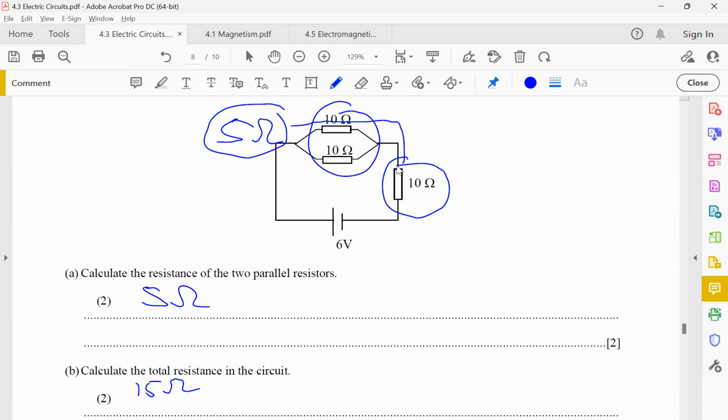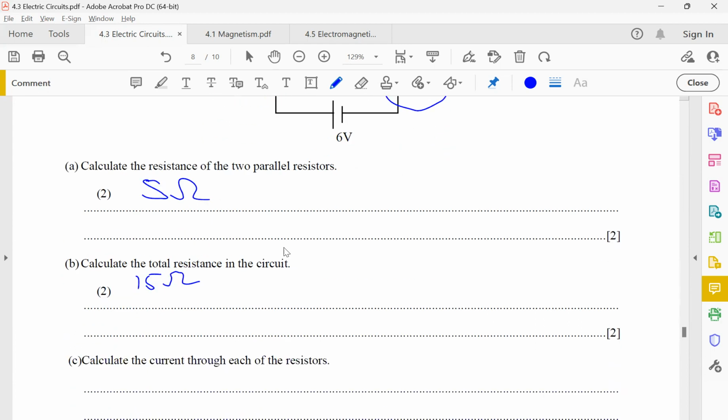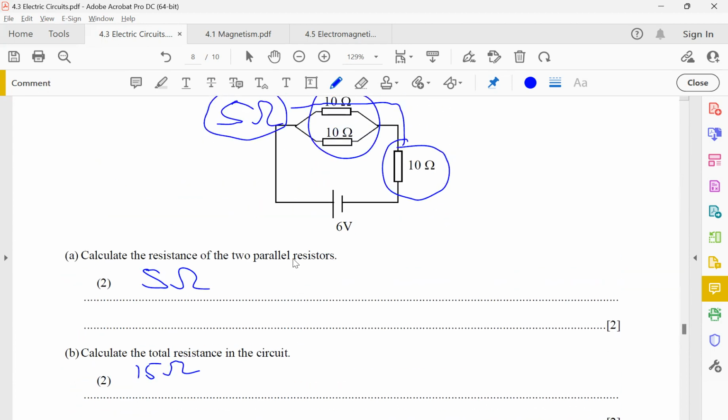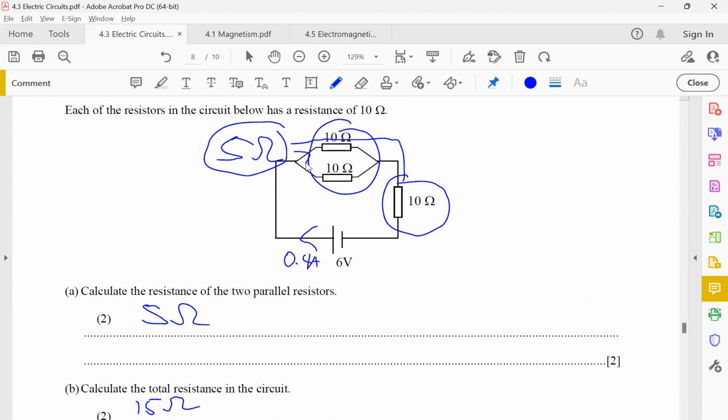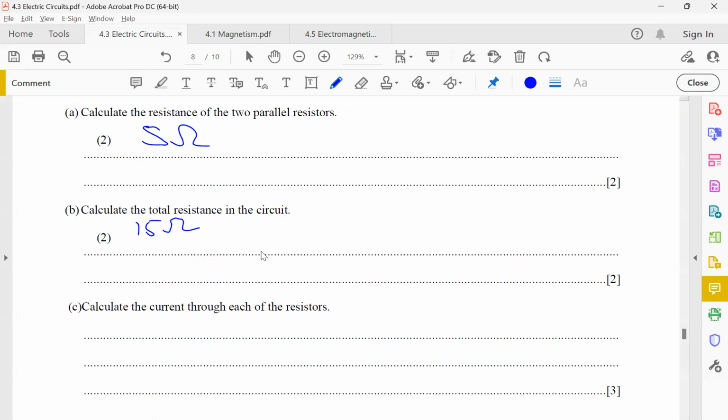Okay, good, excellent. Then after that, they ask you to calculate the current in each resistor, which you first find the total current here. How much is the total current in the battery? 0.4 amps, right? So here will be 0.2, this will be 0.2, and obviously this will be 0.4. These two on top will be 0.2 each, and the one at the bottom will be 0.4. Okay, alright?